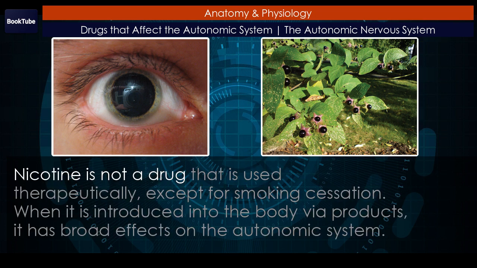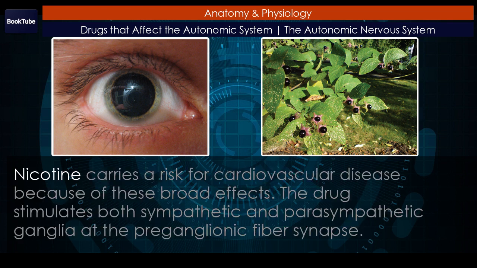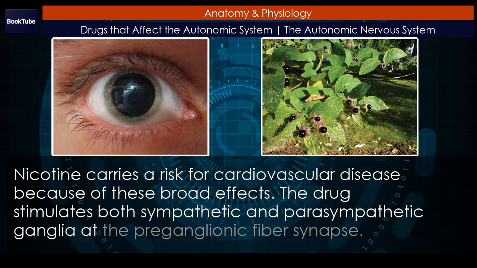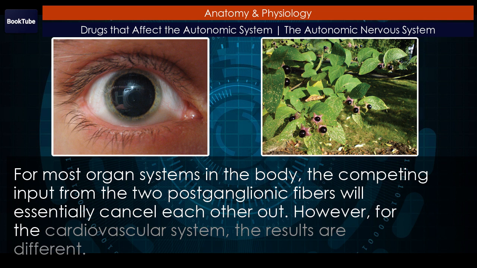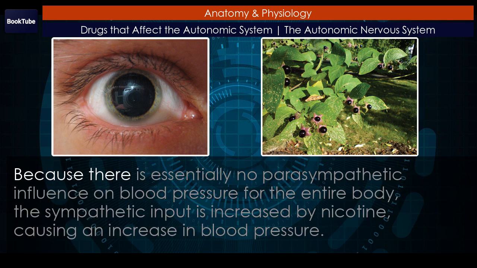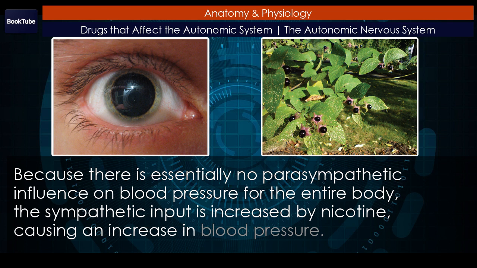Nicotine is not a drug that is used therapeutically, except for smoking cessation. When it is introduced into the body via products, it has broad effects on the autonomic system. Nicotine carries a risk for cardiovascular disease because of these broad effects. The drug stimulates both sympathetic and parasympathetic ganglia at the preganglionic fiber synapse. For most organ systems in the body, the competing input from the two postganglionic fibers will essentially cancel each other out. However, for the cardiovascular system, the results are different, because there is essentially no parasympathetic influence on blood pressure for the entire body. The sympathetic input is increased by nicotine, causing an increase in blood pressure.